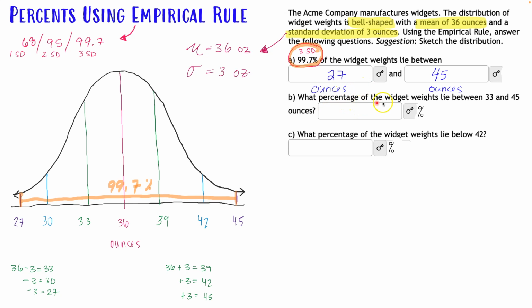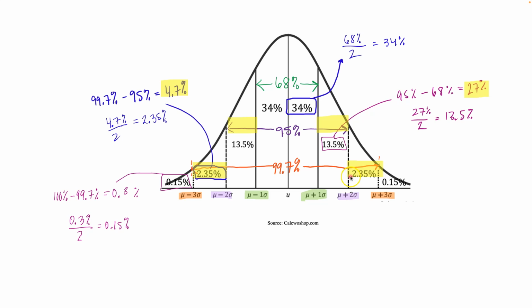Part B says, what percentage of the widget weights lie between 33 and 45 ounces? For that, you want to see if 33 and 45 ounces are a part of your empirical rule with your standard deviations. So here's 33 and here's 45. What percent is that? It's really helpful to make sure that you have a good understanding of how to derive the empirical rule.